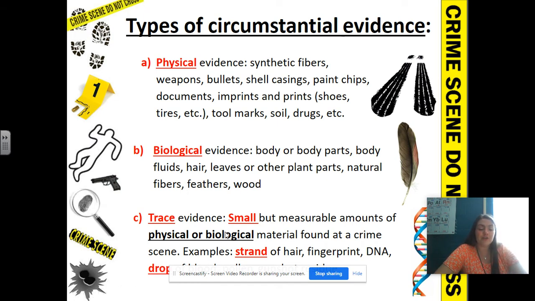This last part down here just says trace evidence. So trace evidence just means it's small. So this can be physical or biological, but it's just very, very small amounts of evidence. We have very, very little of it. So for example, a strand of hair. If you have one strand of hair, that is trace evidence. So I'm not gonna have y'all pick which things are trace very often. Just if you hear someone say it's trace evidence, that means we have very, very little of it.